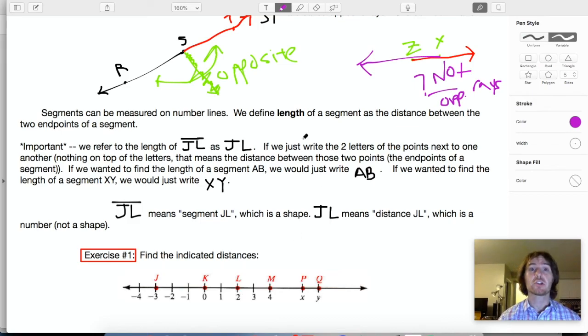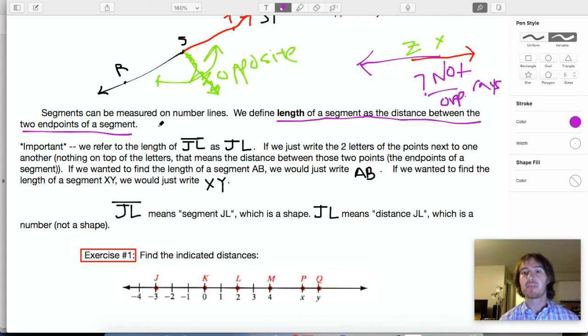And this is a definition right here. We define the length of a segment as the distance between the two endpoints of a segment here. Length of a segment is the distance between the two endpoints of a segment. We haven't really defined distance yet, but I think you get the idea, right? How far do we have to go from J to L, for instance, on this number line is going to be the length of that segment JL, okay?